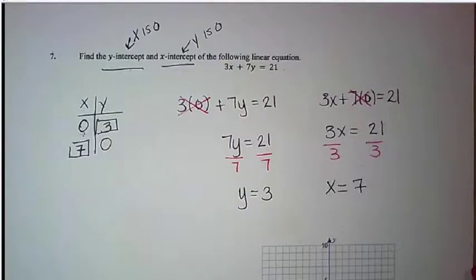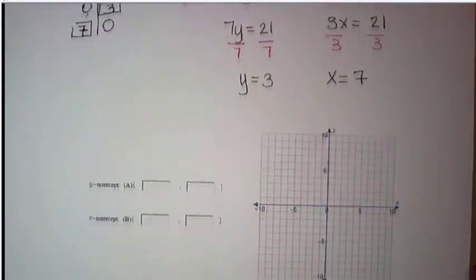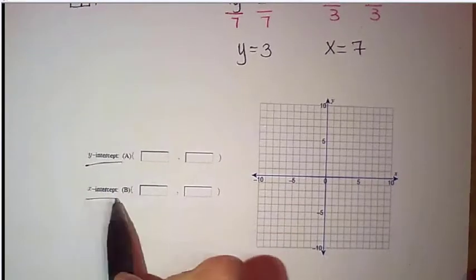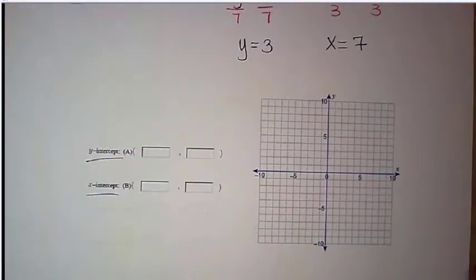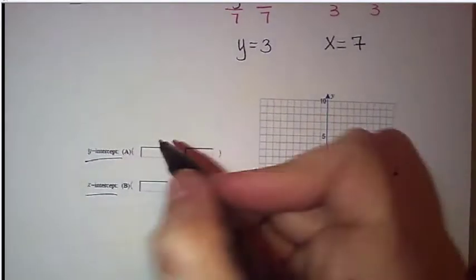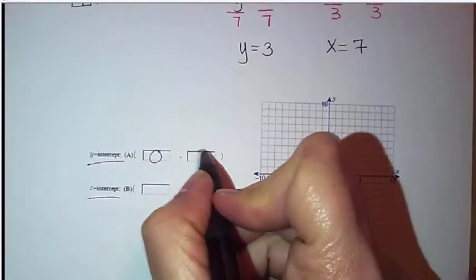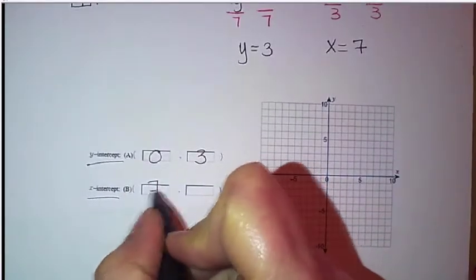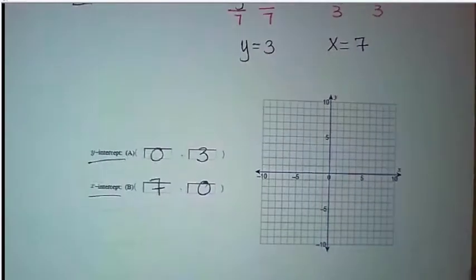Now, be very, very cautious when you're doing your homework on the computer. Notice that it specifically asks you to list the y-intercept and the x-intercept. That's one of the reasons why I did it above. I put my 0 for my x first, just to make sure that when I put my answer into the system, I put it in correct order. So this would be 0 and 3. And then my second point, my x-intercept, would be 7 and 0.